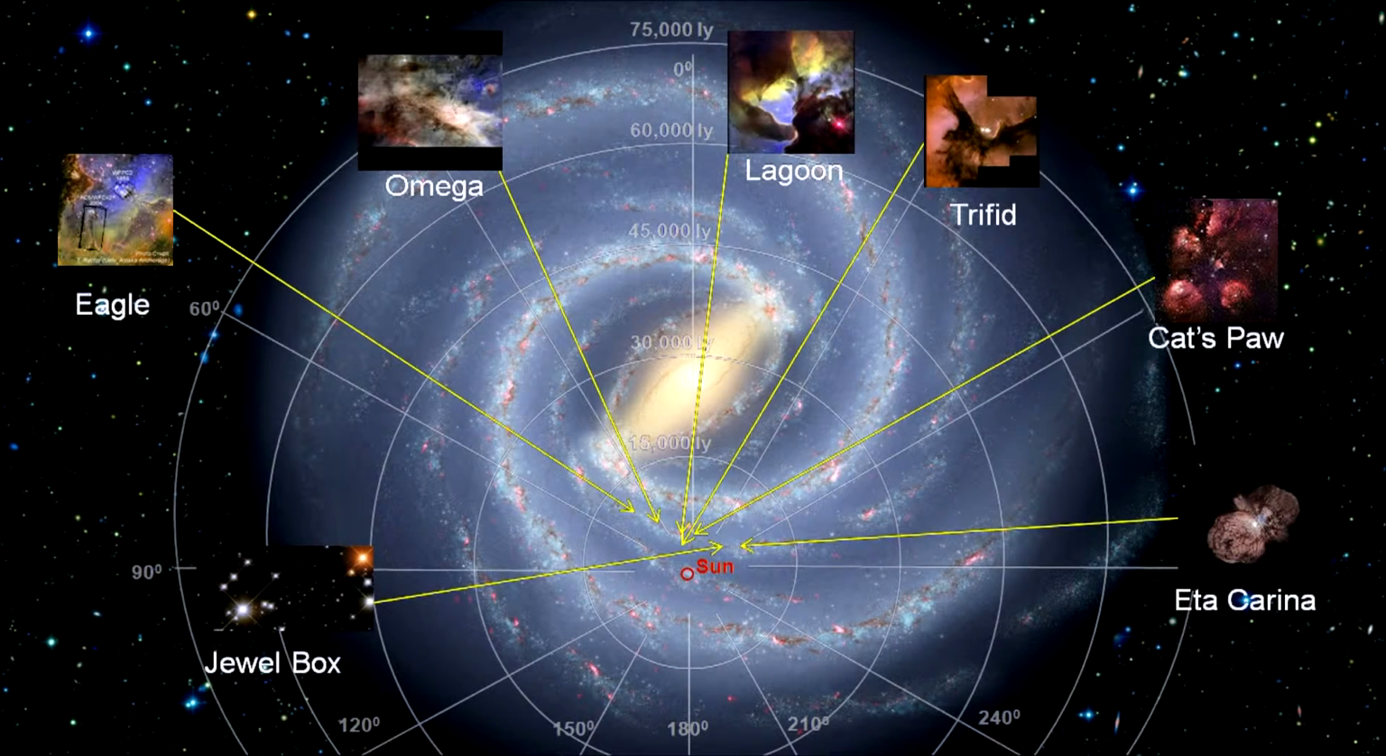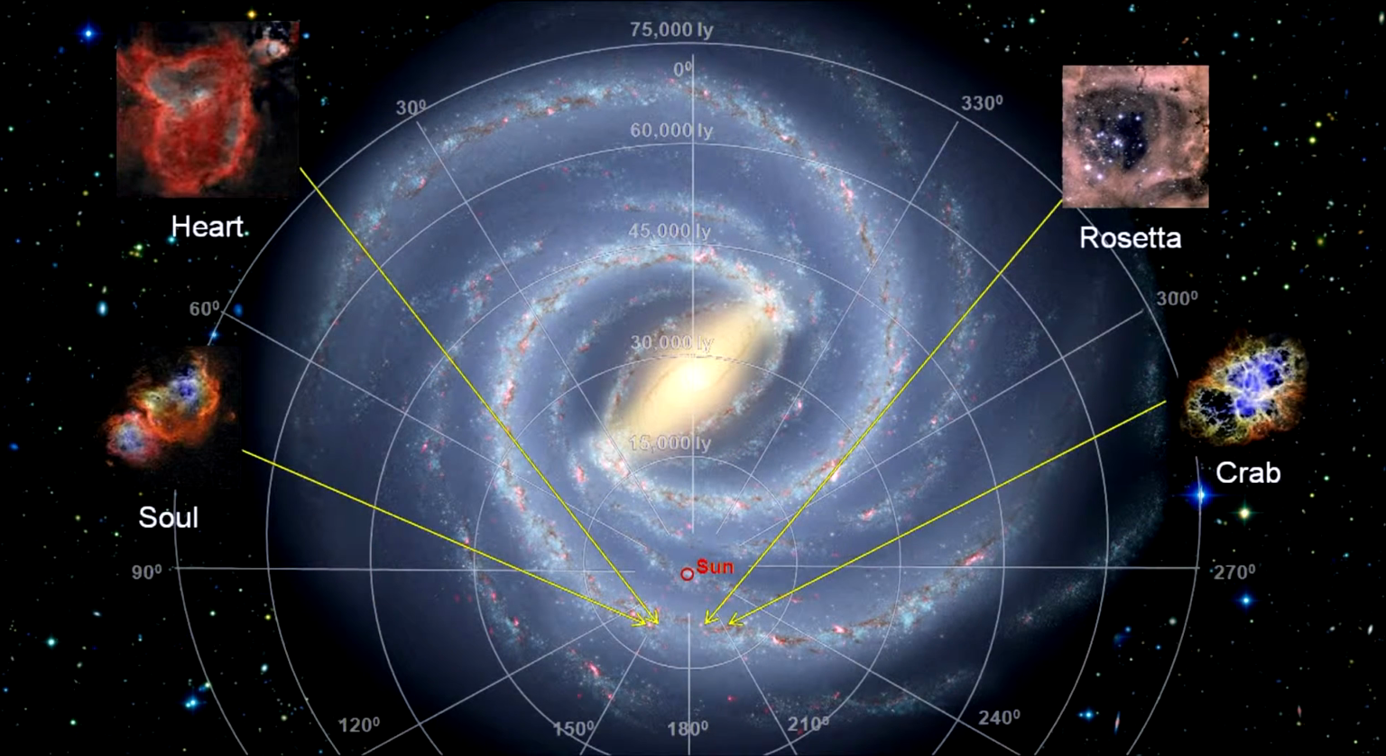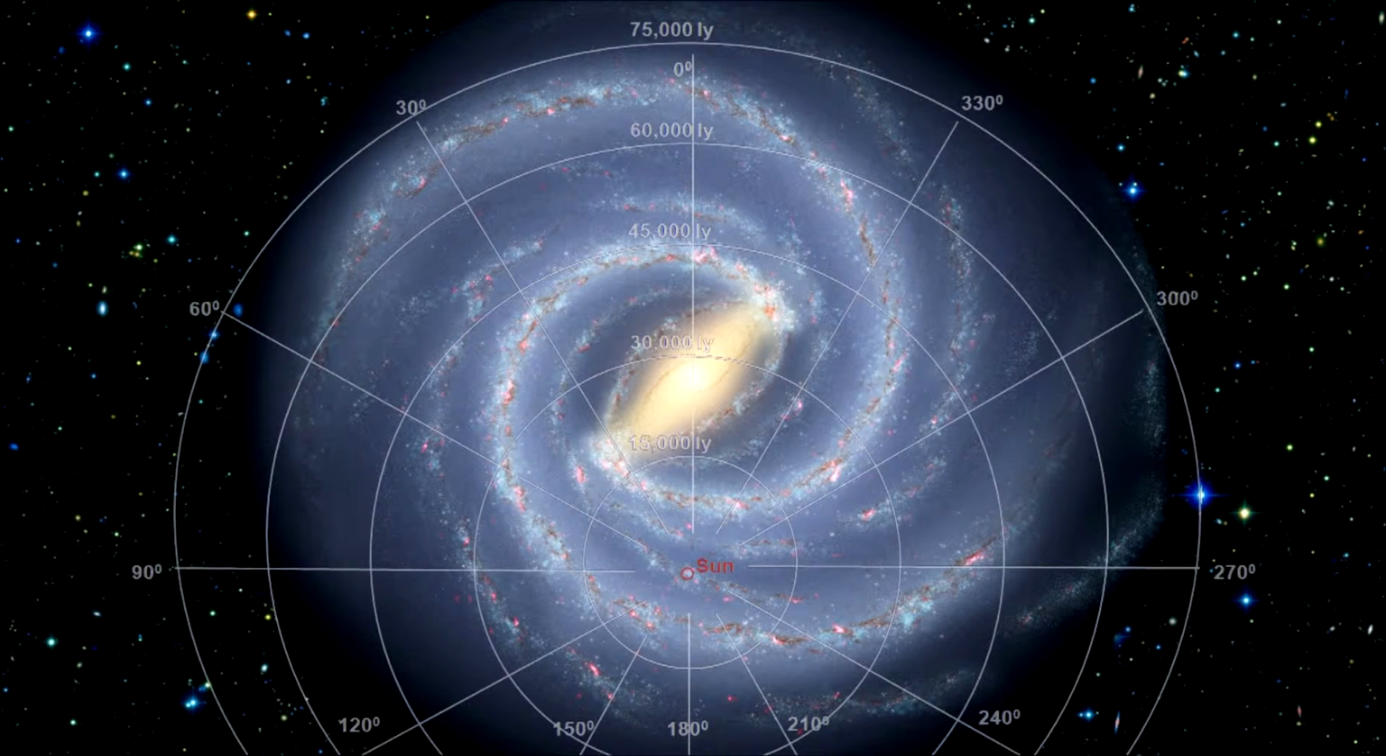In Sagittarius, we see the Jewel Box star cluster, and the Trifid, Omega, Lagoon, Eagle, and Cat's Paw nebulas, among others. In Perseus, we see the Rosetta, Heart and Soul nebulas, as well as the Crab supernova, to name just a few. In fact, except for the hypervelocity stars and a few of the supernova remnants, everything we have seen in this chapter is within this red circle. As vast an area as we have covered, it is only a fraction of the Milky Way galaxy.